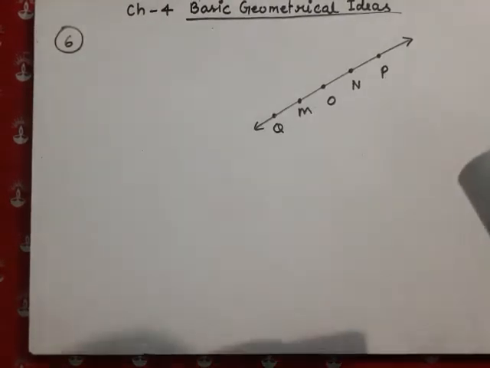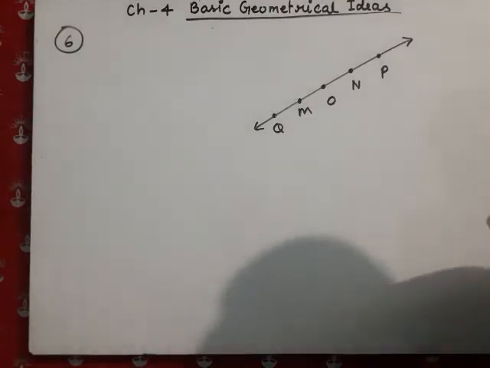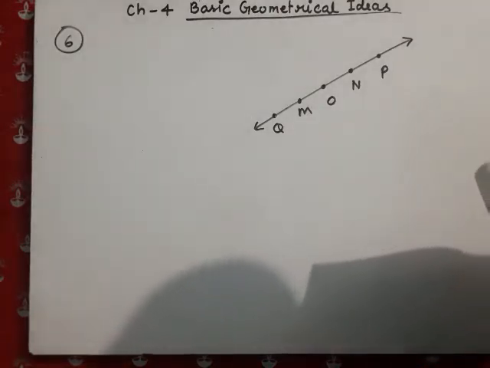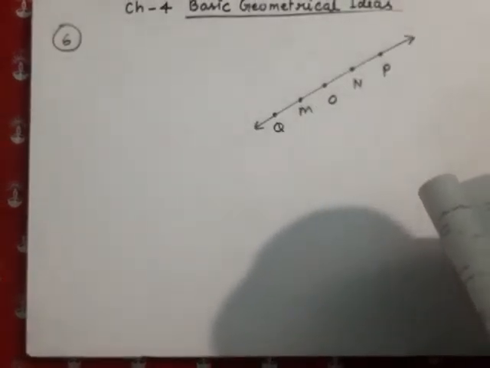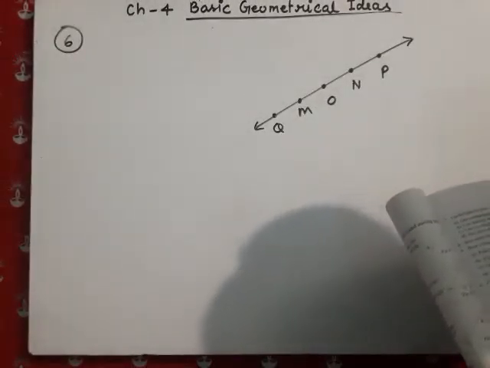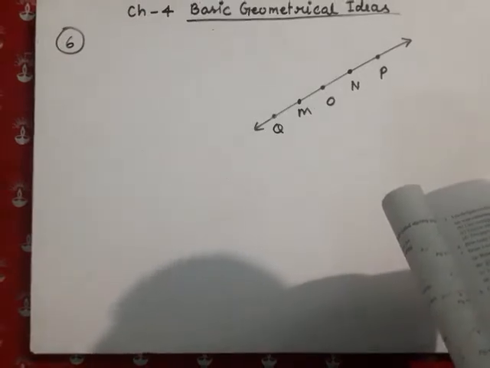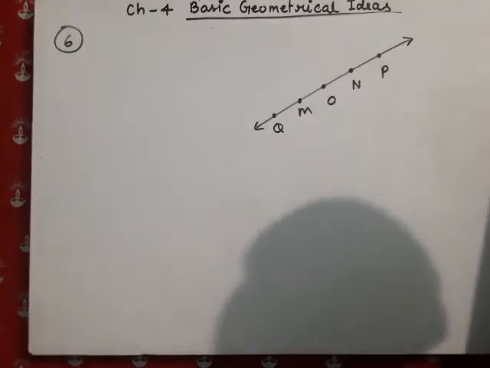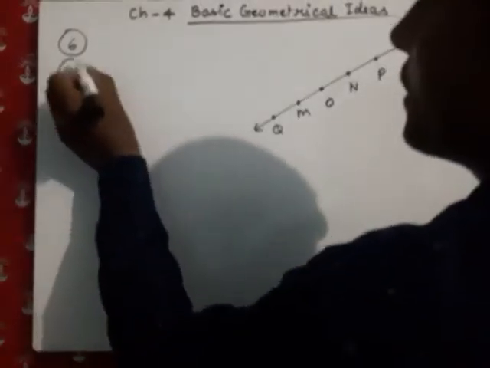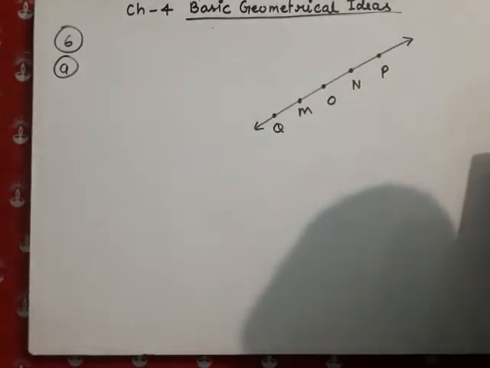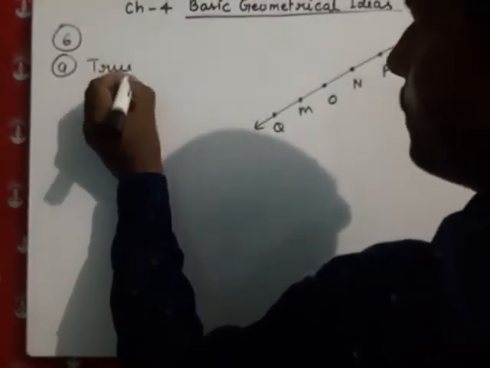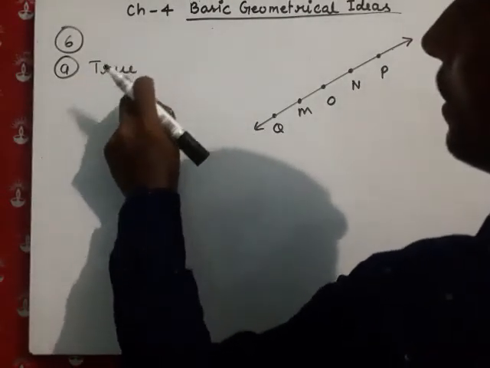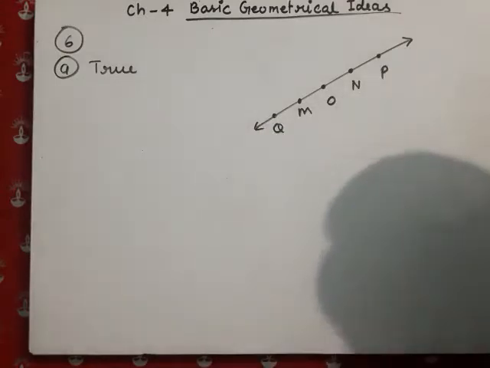Question number 6 is true or false. Here a line MN is given in this figure on the board, and the question is asking to say whether the following statements are true or false in the context of the given figure. Part A says that points Q, M, O and P are points on the line MN. So yes, it is true because all these points are on the line MN.